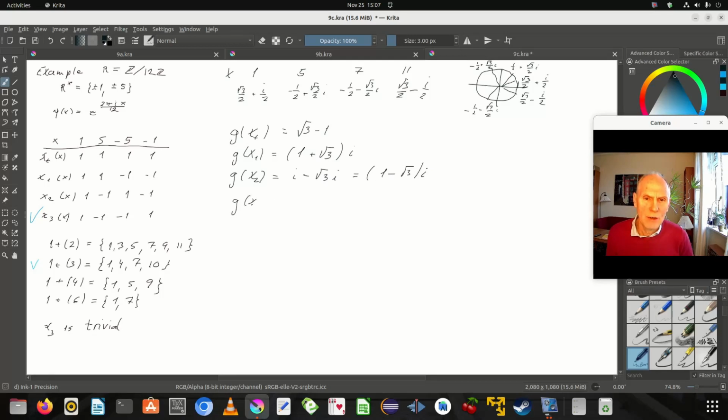And finally, g of chi3, the sum of these two, square root 3, minus the sum of 5 and 7, that gives minus 1, that's plus 1.